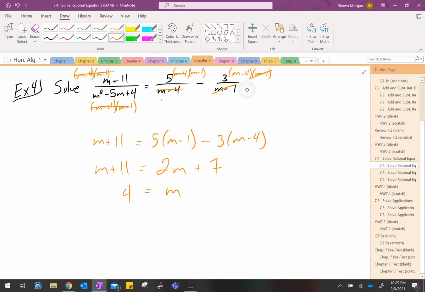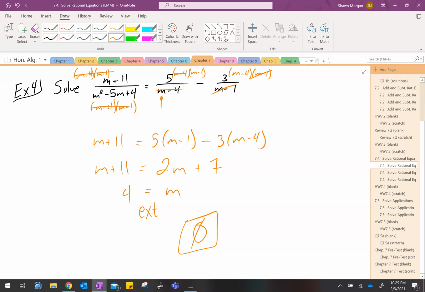Because if m equaled 4 in, let's say, this middle fraction right here in the original problem, then it would be 0 in the denominator. So this is an extraneous solution, I cannot say that m equals 4 or else the whole problem will be undefined. So this example is going to have no solutions because the resulting answer that I got was extraneous. So if I plugged it back in, it would make that denominator 0.